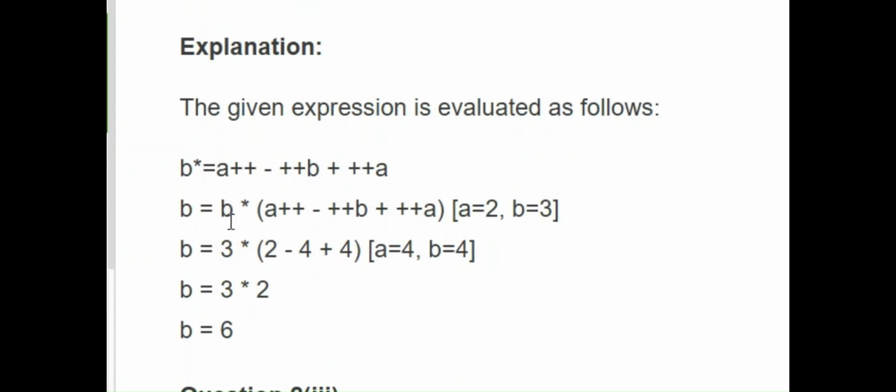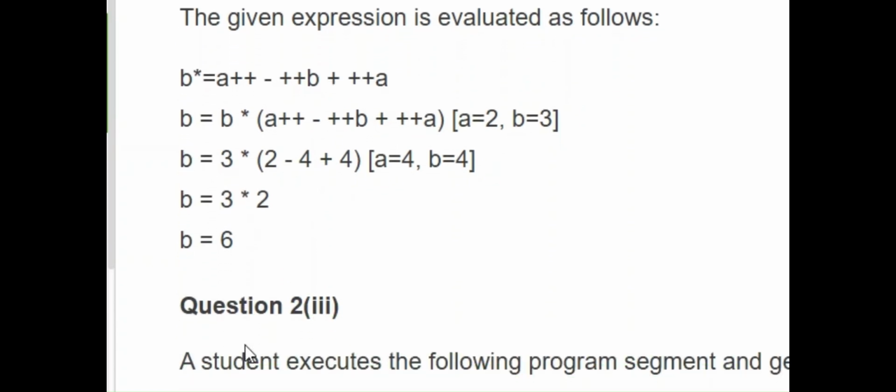B equal to 3 means this is your 3. This is b *= a++ means b equal to b into, so this is your 3 into value of a is here 2, then minus ++b. Value of b is 3 here and here ++b means this is your 4. Value of b is 4. Now this is a 2, here also a 2, 4, here b 4. So this is your 6. Value of b is 6.